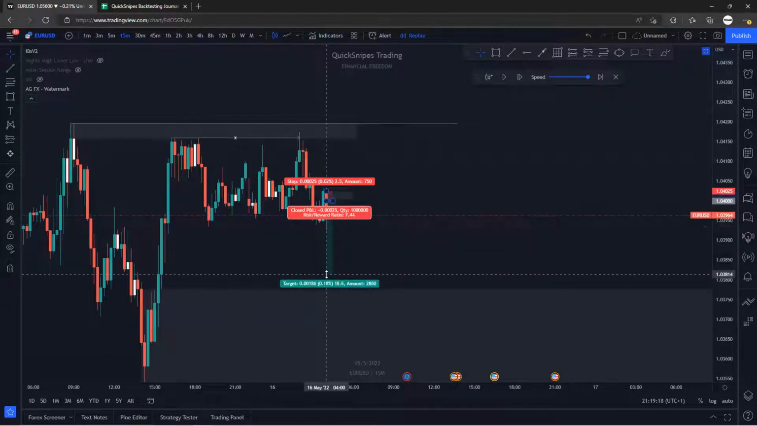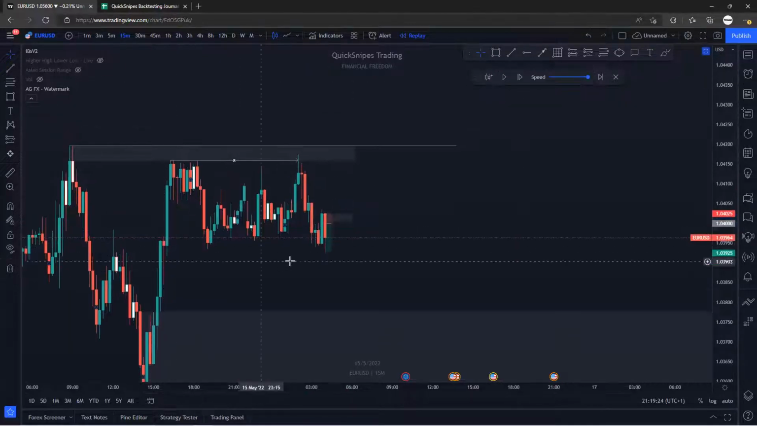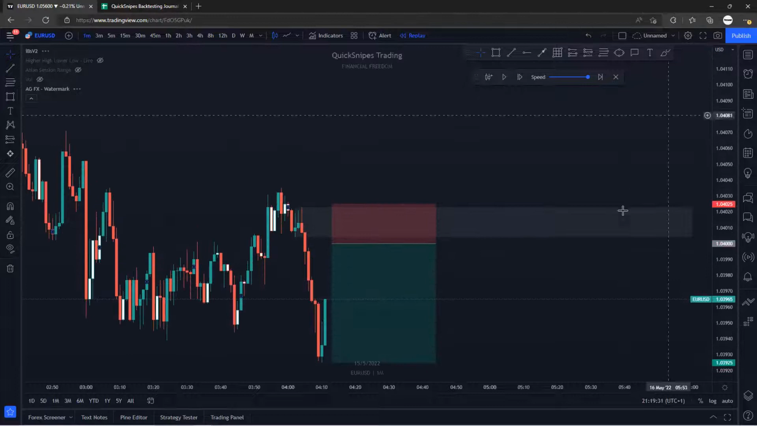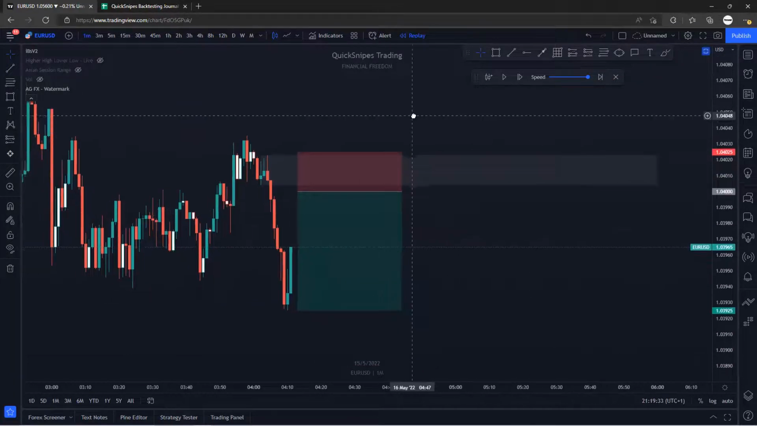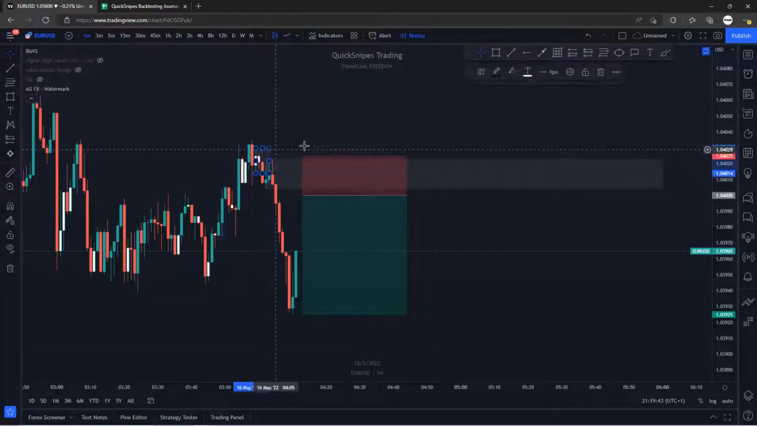So I'd be happy to keep it down here usually, but because this demand is still in play, I'm just going to keep it at the low for now. Take that 3 risk to reward. And then my other entry will be around this order block over here. However, we've mitigated that, so it would be kind of pointless.